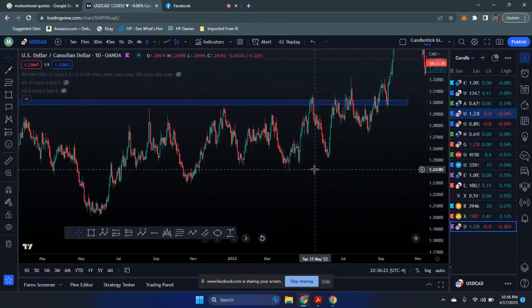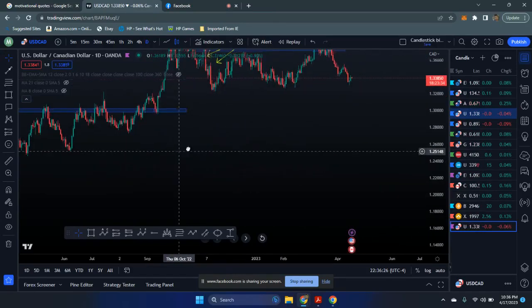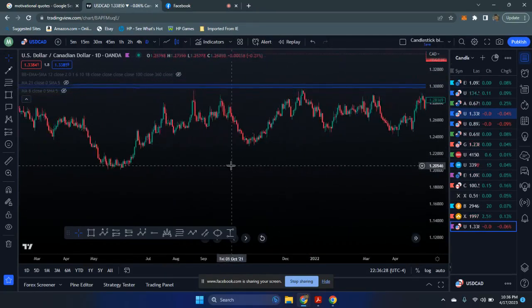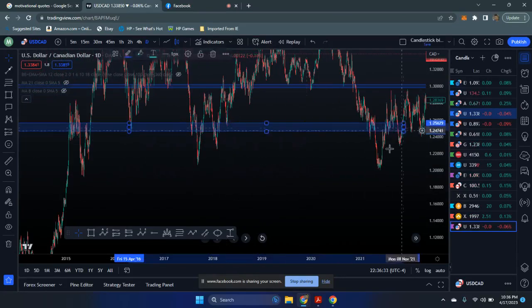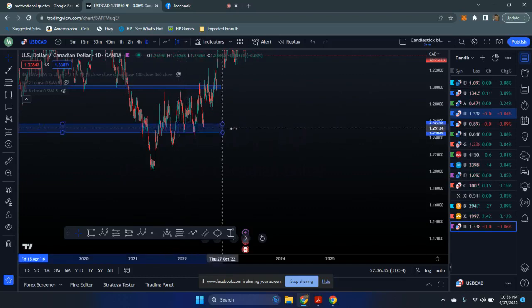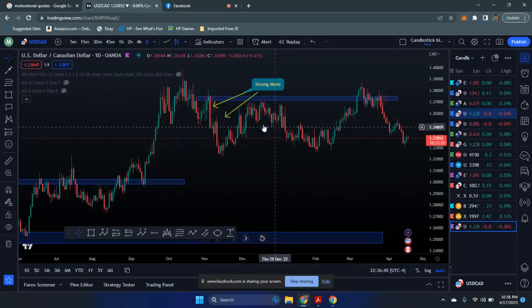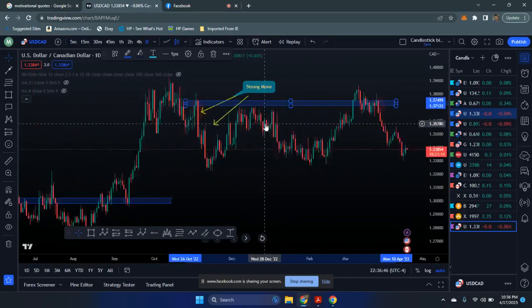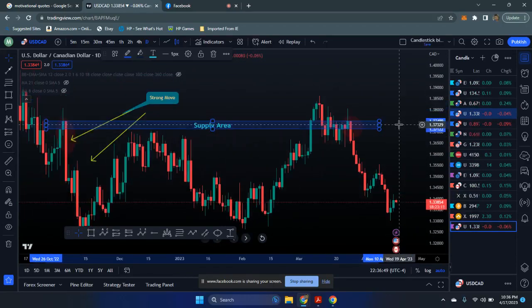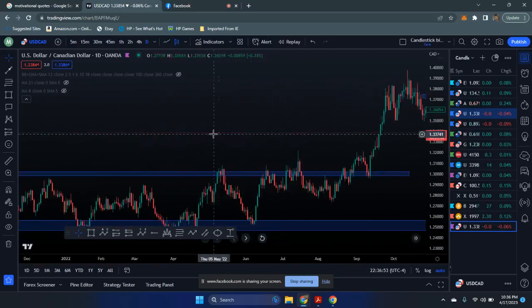Okay. So we have a lot of demand areas. Yeah, like that. This also is a daily time frame. All right, so we got our supply area. All right, now let's identify.